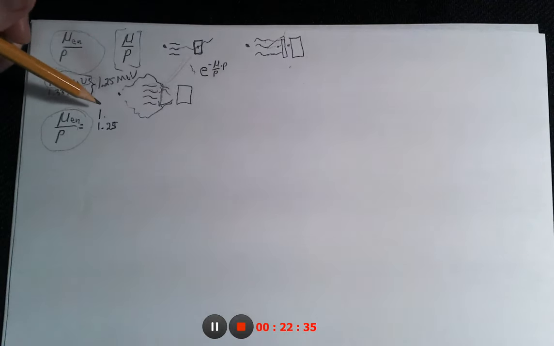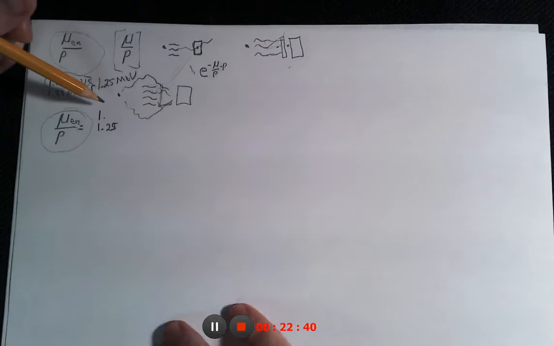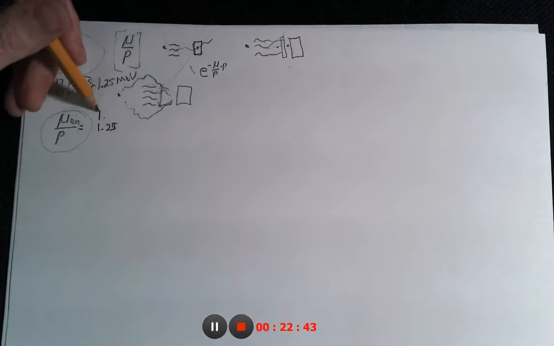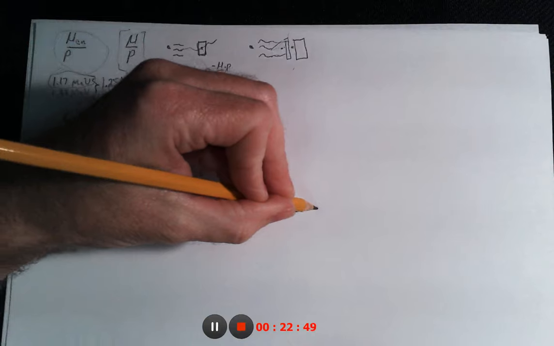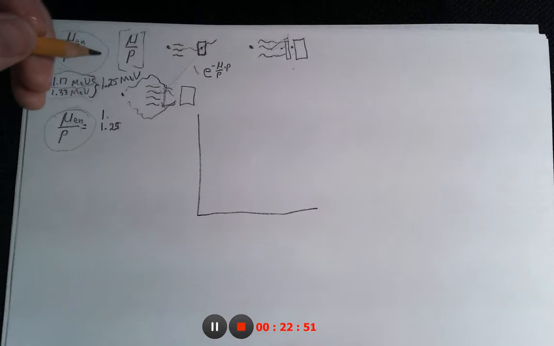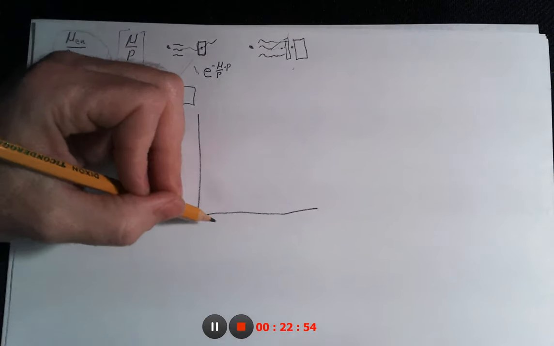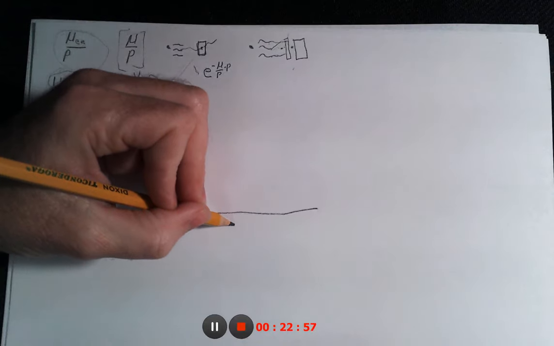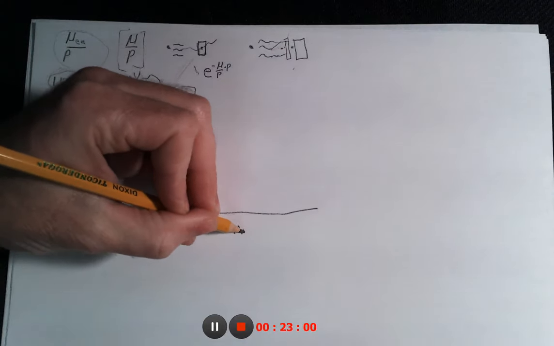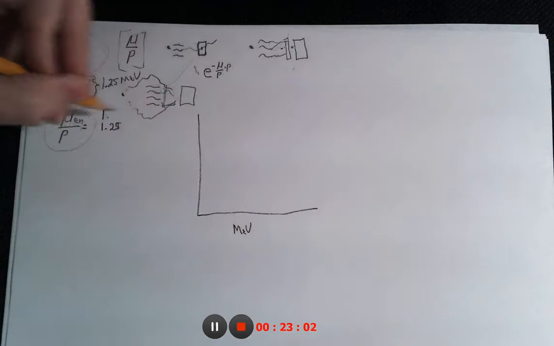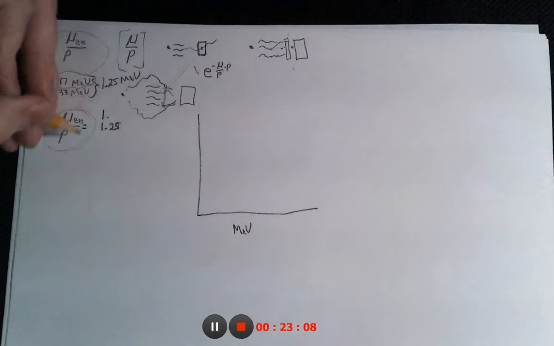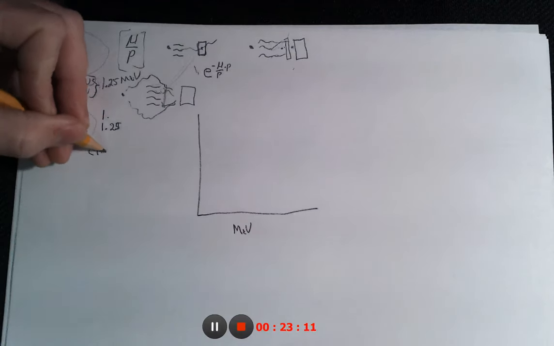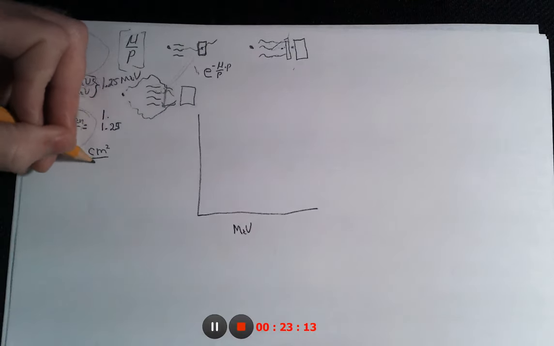A linear interpolation. Linear interpolations are derived from the fact that we're assuming, when you've got a table like this, that on the bottom you'll have the energy, typically in MeV, and on the side you'll have the mass attenuation, or mass absorption, coefficient. The units of these are always centimeters squared per gram.